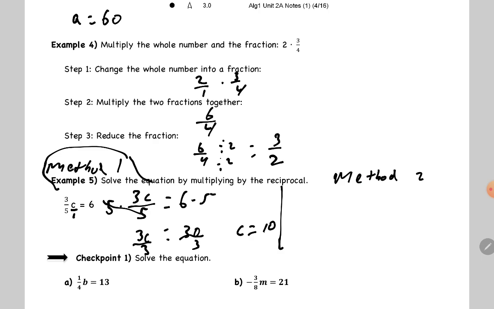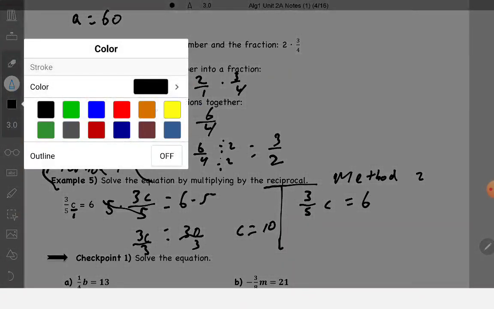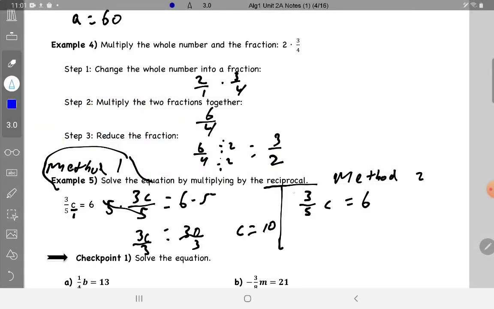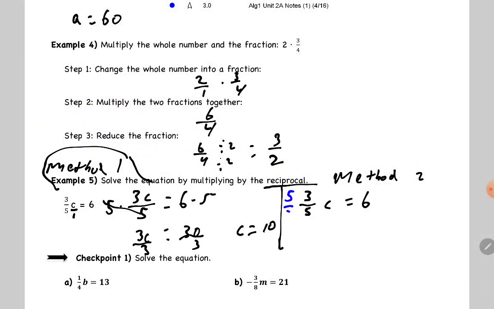Method 2. Okay. So we have 3/5 times c equals 6. What they want us to do is multiply by the reciprocal. So remember the reciprocal, I should have used different colors. So 5 over 3. That's the reciprocal. So I want you to multiply by the reciprocal to the left. Multiply that same reciprocal to the right.